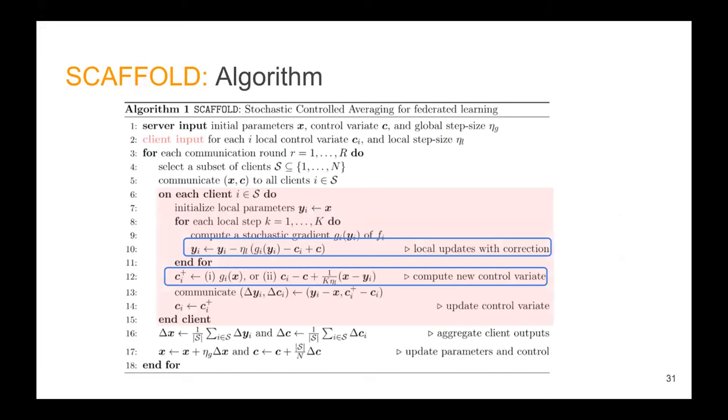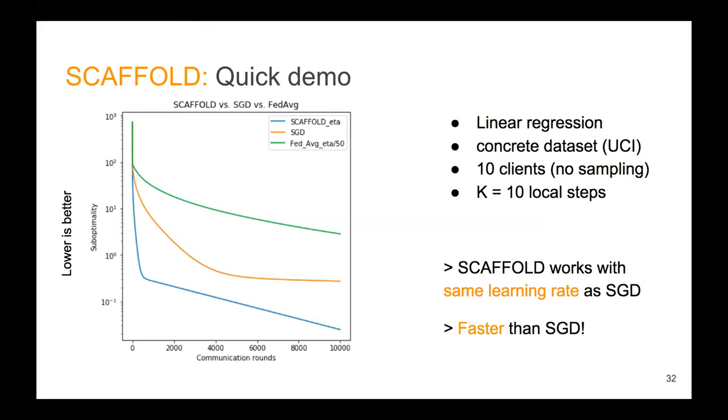So the algorithm is very simple. You keep some state, which is the direction that you went in the past, and from the server you get the centralized direction and you apply that correction. I don't need to go into too much detail about this, but that's the algorithm. Okay. All right. So SCAFFOLD works. It actually works faster than SGD as well in this case. It's the blue curve here. So that's nice.